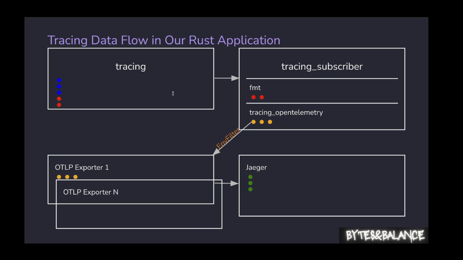And we've got the tracing OpenTelemetry layer, which is crucial for OpenTelemetry integration. It takes the trace data from tracing and translates it into OpenTelemetry spans, which are standardized units of work that can be exported to various backends. OTLP, or OpenTelemetry Protocol exporters, are responsible for sending our trace data to a backend system for analysis and storage. In this diagram, we have multiple OTLP exporters, indicating that we can send our traces to different destinations concurrently.